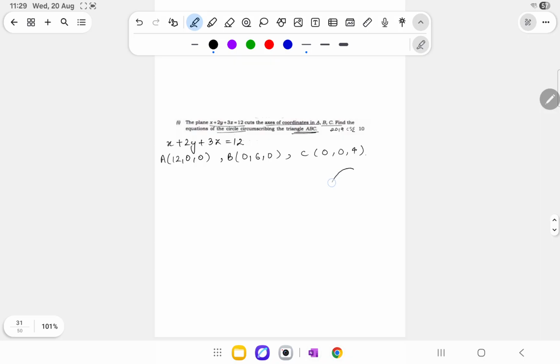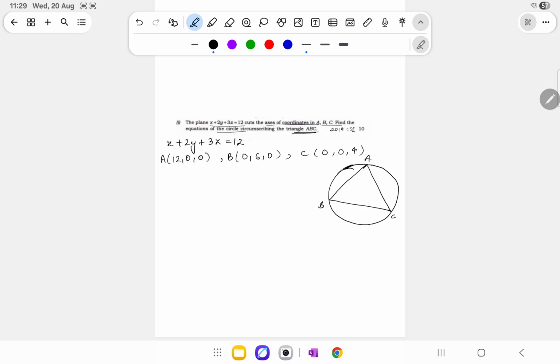So circumscribing triangle means if this is my equation of circle, then my triangle completely lies inside it. Also the circle passes via all three vertices of the triangle. So we are supposed to find equation of this circle, which is circumscribing triangle ABC.